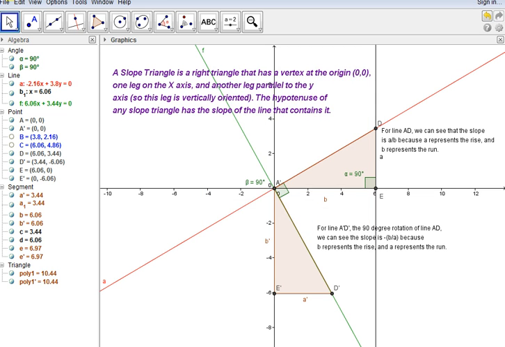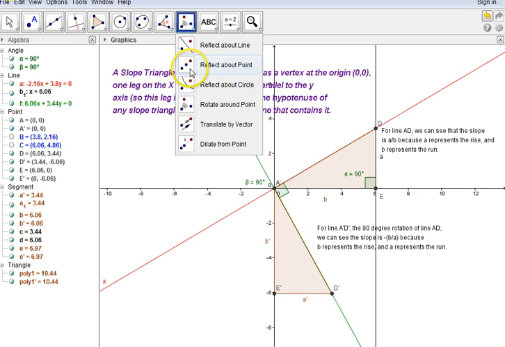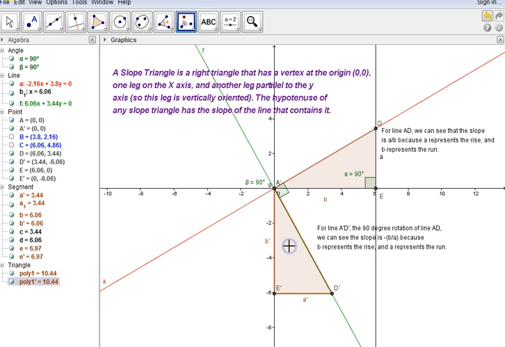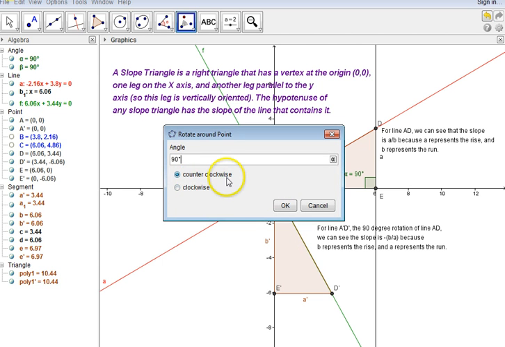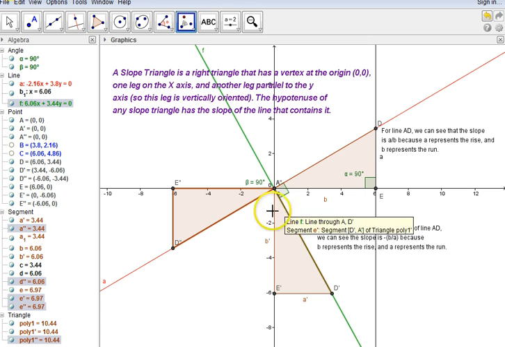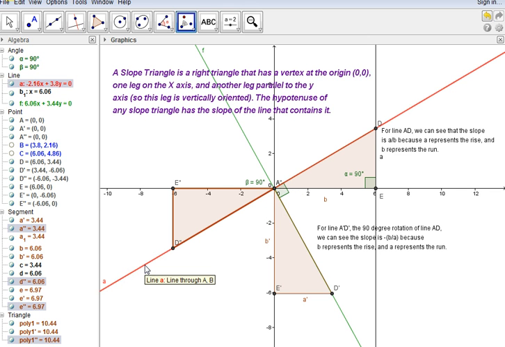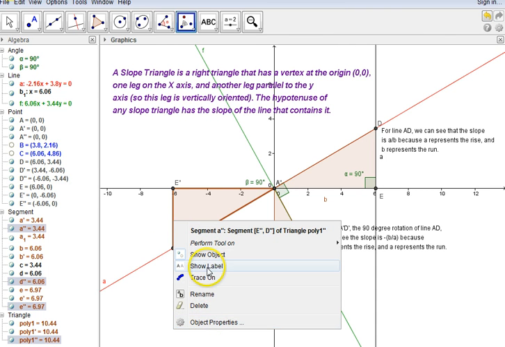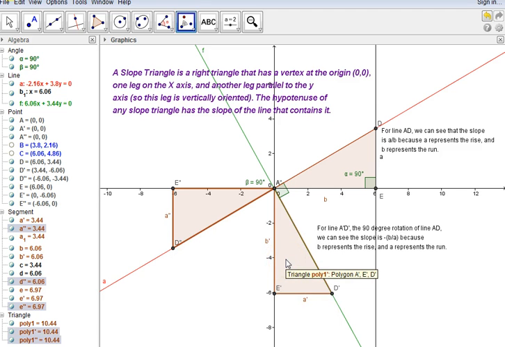So the question then becomes, will this happen for every pair of lines that are perpendicular to each other? And I think that the 90-degree clockwise rotation proves that, yes, it will. If we rotate this triangle one more time around this point, 90 degrees clockwise, then my rise is A double prime. That still has the value that A has.